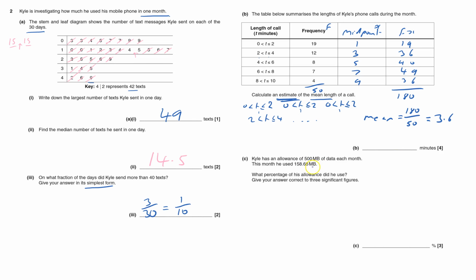And he's got an allowance of 500 megabytes. He uses that. What percentage of his allowance did he use? He used 158.66 out of 500. That's a fraction, and to turn a fraction into a percentage, we just times by 100%. So do 158.66 divided by 500, times by 100, and that equals 31.732%. But again, I've got to read carefully: 3 significant figures. So 1, 2, 3 figures, and the next number is 3, so I don't round it up. My answer is 31.7, and that's question 2 done.